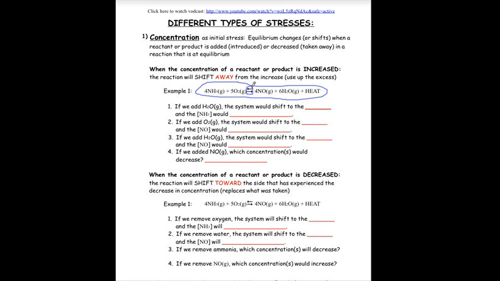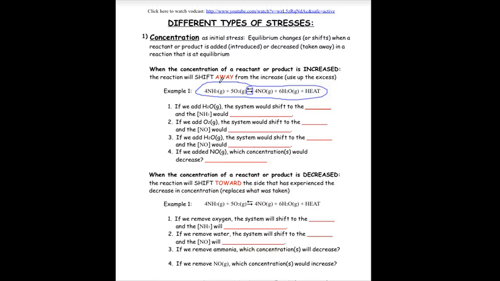So everything's nice and copacetic. What you have to be able to do, when we talk about changing the concentration, is either add or remove reactants and products, and then tell what direction it's going to shift in. So remember the phrase from before, add opposite, remove same. That means that if you add more of a substance on one side, the equilibrium is going to shift to the opposite side.